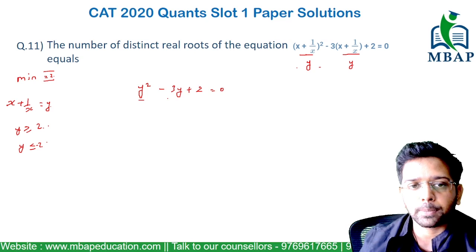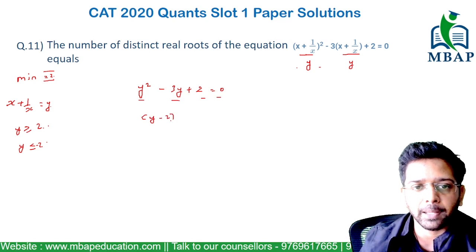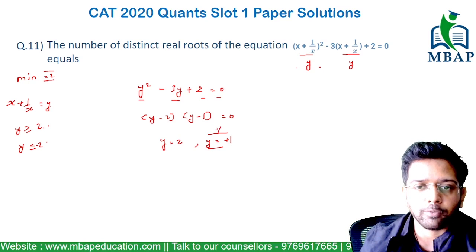But if you solve this expression, y square minus 3y plus 2 equal to 0, this is basically (y minus 2) into (y minus 1) equal to 0, which says y should be either equal to 2 or y is equal to 1. Now the value of 1 obviously will not exist in this given range of y that we have got.